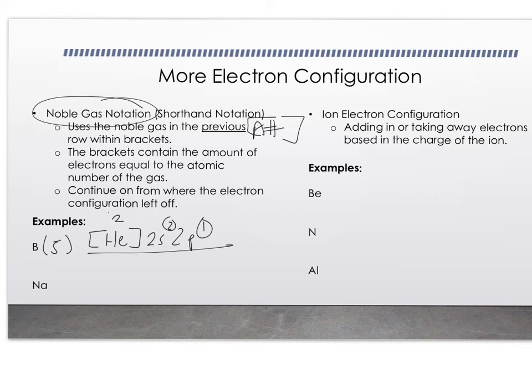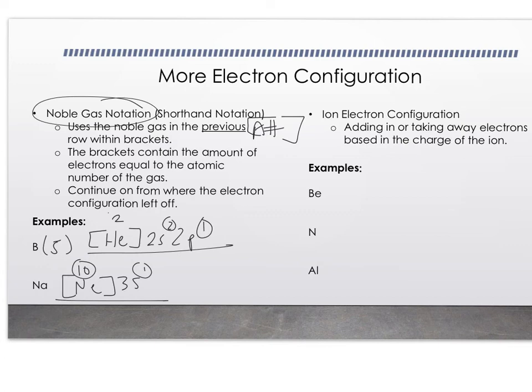Sodium, the previous slide, we wrote out the entire electron configuration. It's on period number 3, so I have to use the noble gas in period number 2, which is neon. The atomic number of neon is 10, so I have 10 total electrons within the bracket. Then I continue on with my 3s1 notation to have a total of 11 electrons within my configuration. So this would be the shorthand notation versus the previous one we just wrote down.